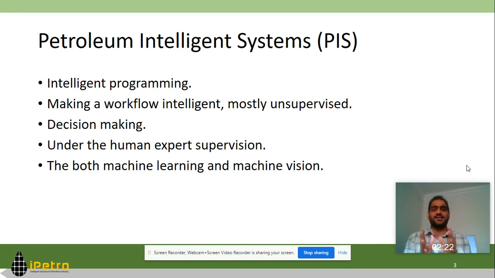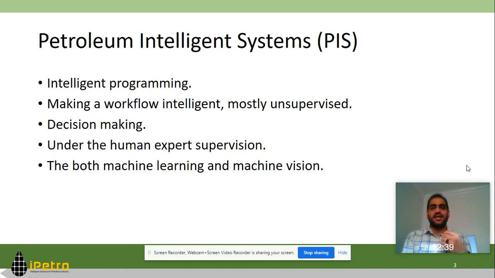And it's mostly unsupervised. It doesn't mean that supervised algorithms cannot be used for petroleum intelligence systems, but mostly they are unsupervised. They are developed for decision making.